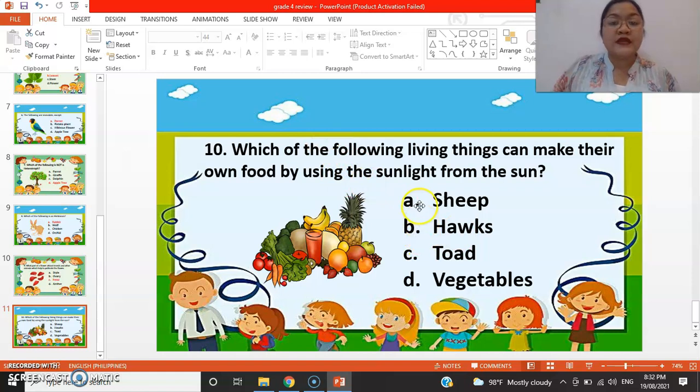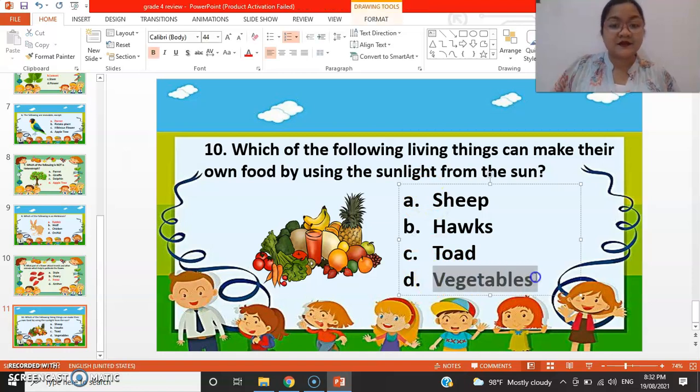Again, which living thing can make their own food using sunlight? Letter A, sheep. Letter B, hawks. Letter C, toad. Or letter D, vegetables. 5, 4, 3, 2, 1. The correct answer is letter D, vegetables. Okay, very good.